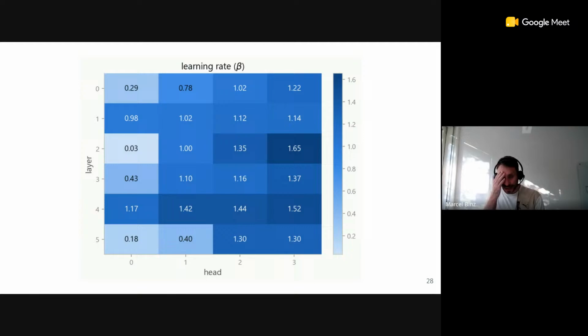Same for learning rate, right? Here we see a similar pattern. There is variability between the individual heads and also variability between the individual layers. Some layers have very high learning rates, other layers have fairly low learning rates, like layer 2 here, for example.